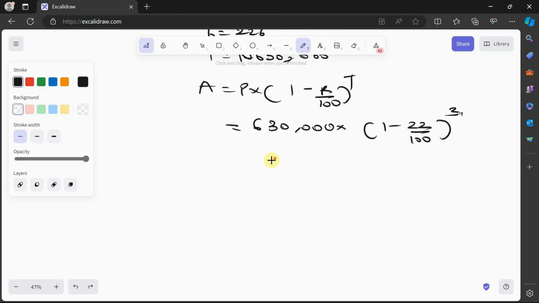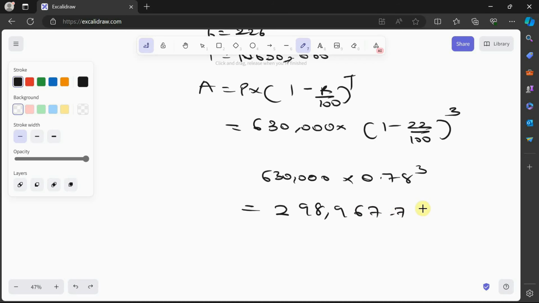So this is 630,000 times 1 minus 0.22, that will give me 0.78. So 0.78 raised to the power of 3 multiplied by 630,000. This gave me 298,967.76 naira. But it's asked to the nearest 100. If I wanted to round up to the nearest 100, this would be 299,000. So this is approximately 299,000 naira to the nearest 100.